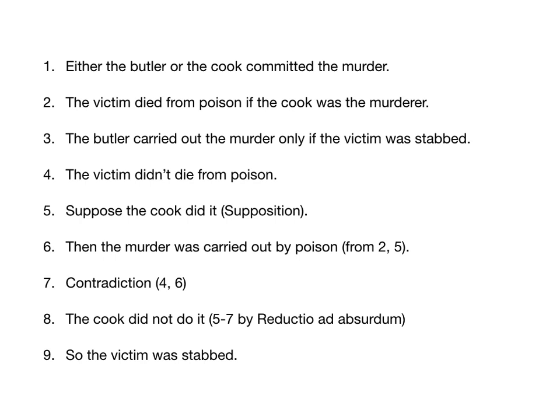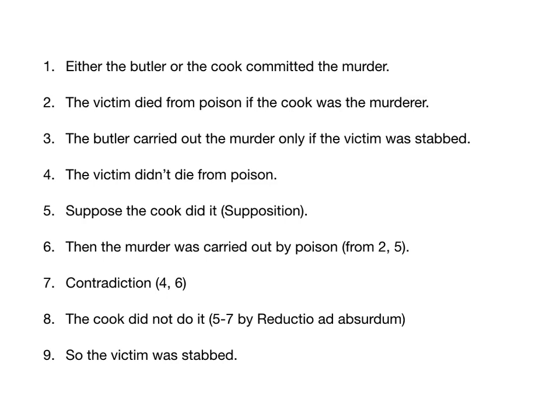So, either the butler or the cook committed the murder. The victim died from poison if the cook was the murderer. The butler carried out the murder only if the victim was stabbed. The victim didn't die from poison. Those are the premises we have, right? So we want to show that the cook didn't do it. To do that, we'll show that if we assume the cook did it, we get a contradiction, we get an absurd claim, we get a claim that we know to be false. It's not hard, right? Suppose the cook did it. We just assume that for the sake of argument.